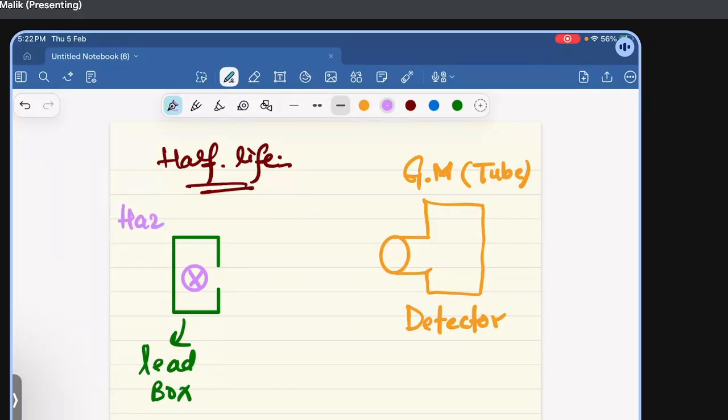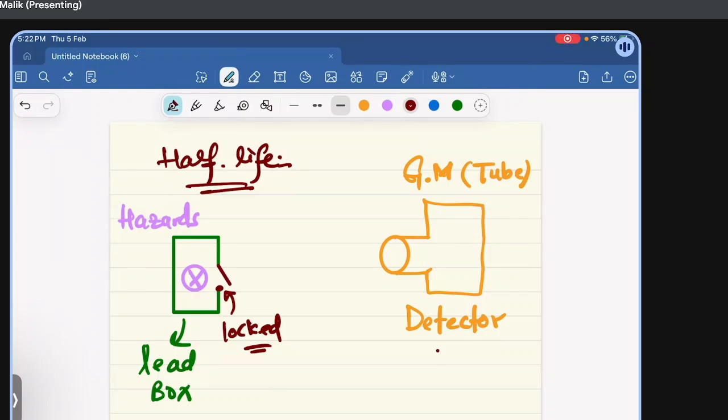Very, very dangerous. That's why it is stored in a lead box so that radiation does not go out. Let's suppose there is a lock or a door over there, and this is locked. It means now no radiation is coming out. Clear? Okay.